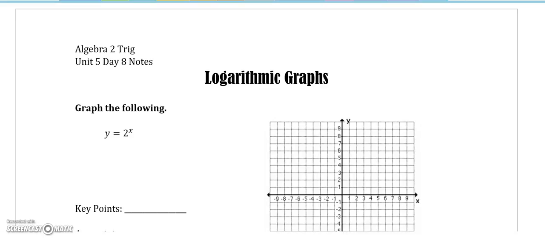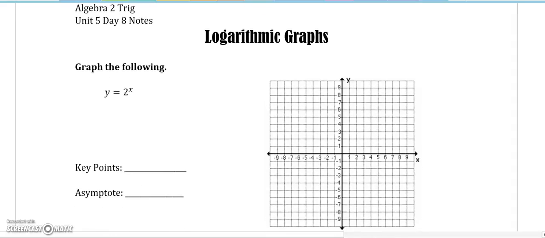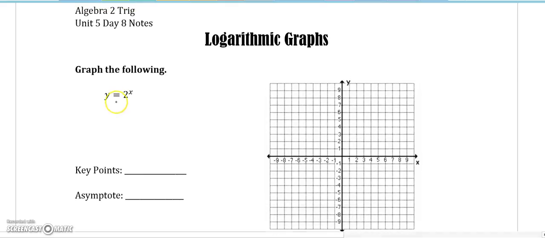Today we are going to go through how to graph a log function. So we've already graphed exponentials, which remember are the inverse of a log. So now we're going to practice graphing log functions. Now the graphs of log functions come directly from an exponential graph. So we're going to start by reminding ourselves how we graph an exponential function.